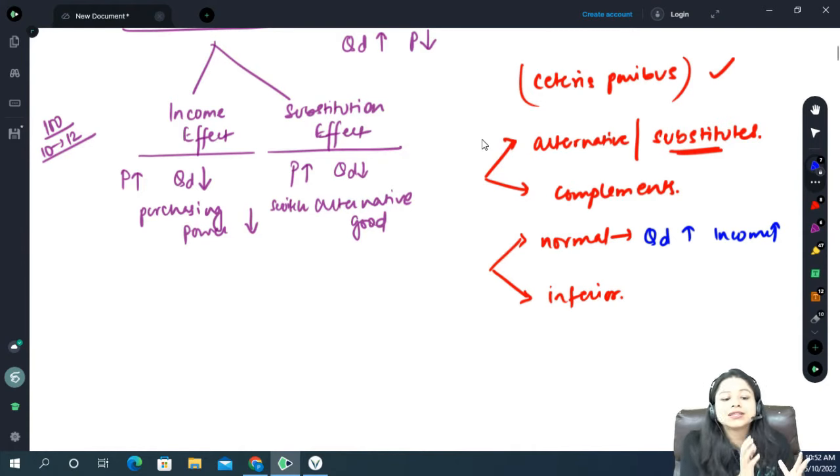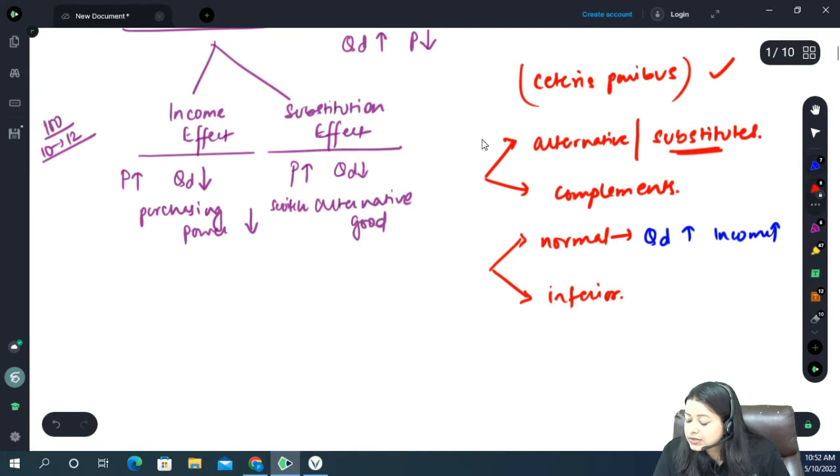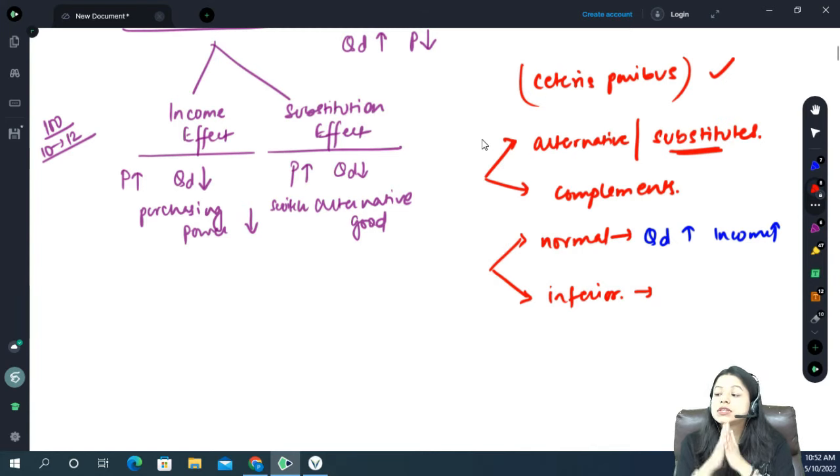We also call it a luxury in India. Cars are considered a luxury in India. So as your income increases, your quantity demanded for that particular good increases. Now there is something called inferior goods. What are inferior goods? Inferior goods are its opposite.